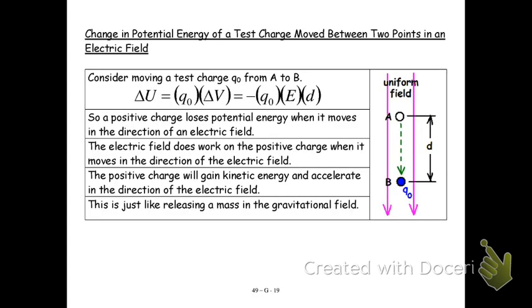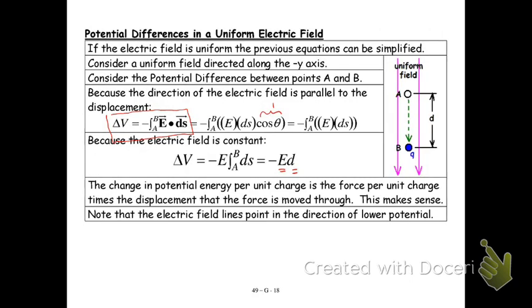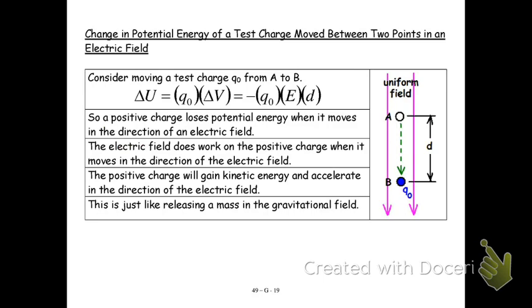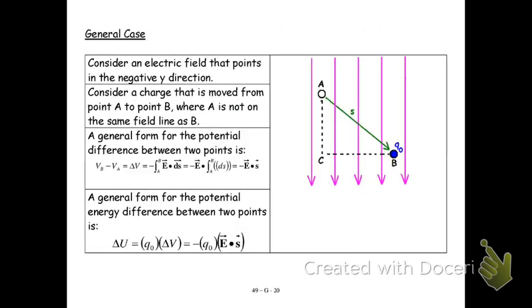That was the potential difference in a uniform electric field. If I said the change in potential energy when I move a test charge, it's the same thing. The change in potential energy equals Q times the change in potential, which equals minus QED, again for a uniform field. If I'm not in line, it doesn't matter. I'm still going to say it's E dotted with S.